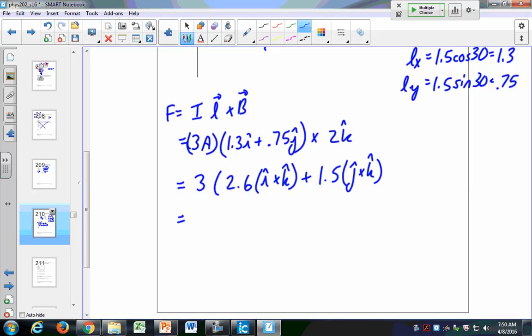Gosh, what is I cross K? It's either plus or minus J. Do y'all remember? I don't remember now. I always have to do my right hand rule. So I is in that direction, K is in that direction. So no, it's minus J. I cross K is minus J. And then J cross K is plus I, right? Yeah. So that's going to be plus I. Plus 1.5 I.